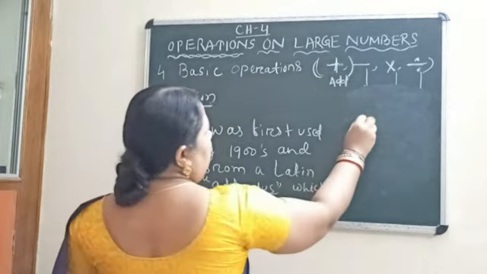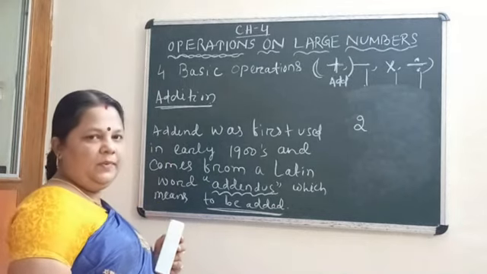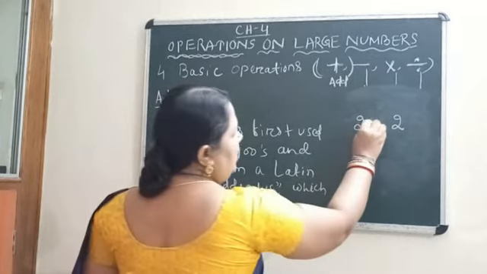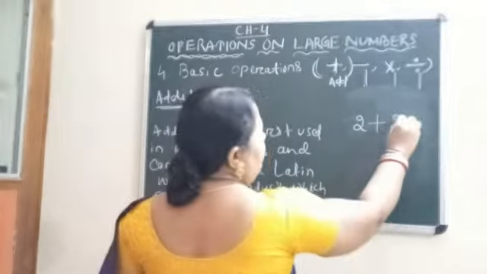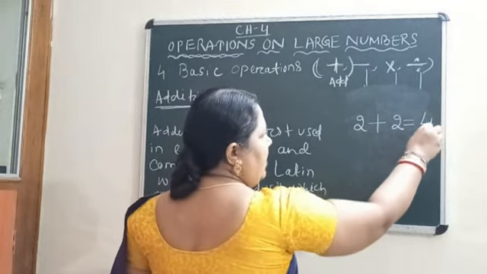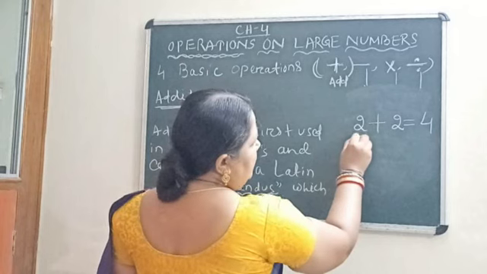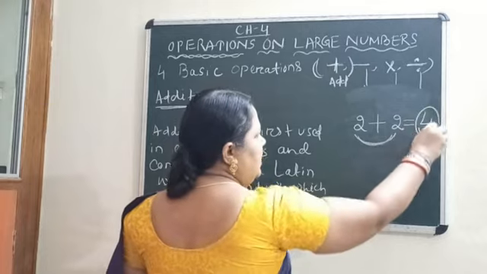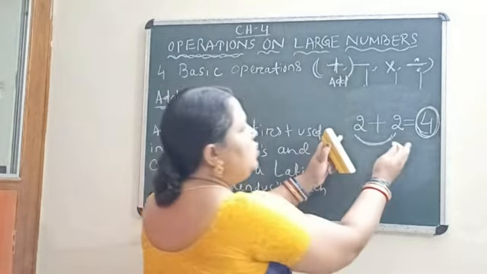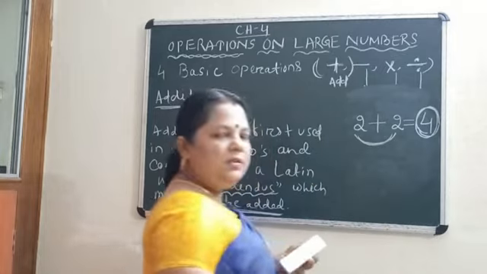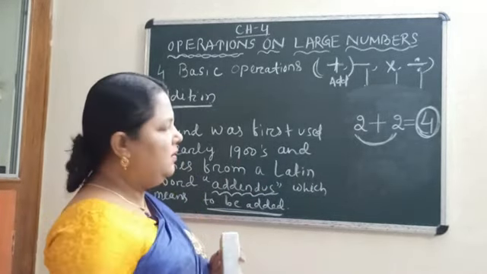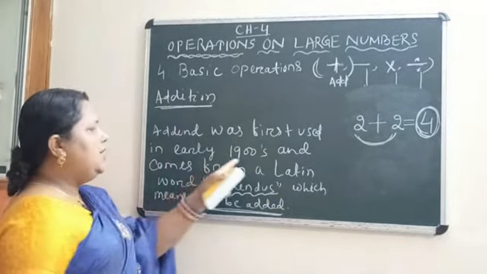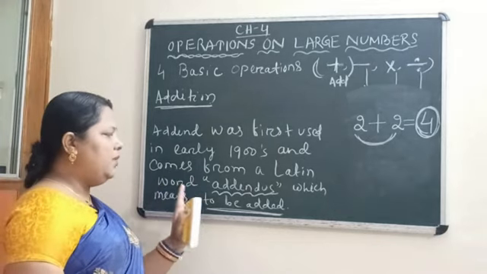Suppose a common thing: we have 2 eyes, and we have 2 ears. So if we add these, then what will you get? You will get a single value. So that means these 2 terms are added and we are getting a single value. So addition means to be added, to combine, and we will get a single value. So this addend is used from the early 19th century and it is coming from a Latin word.